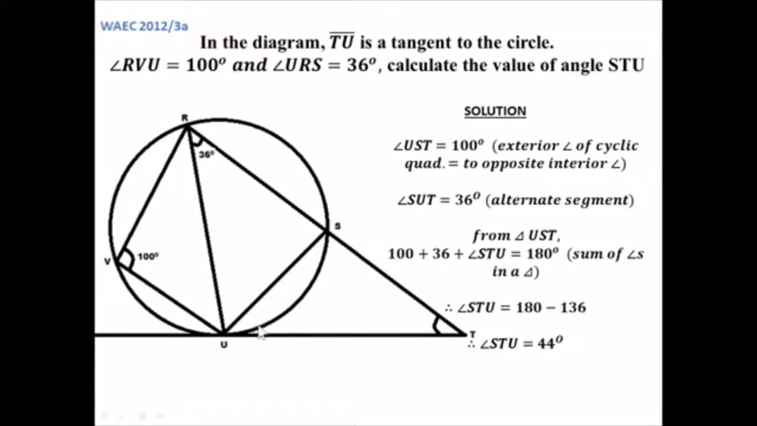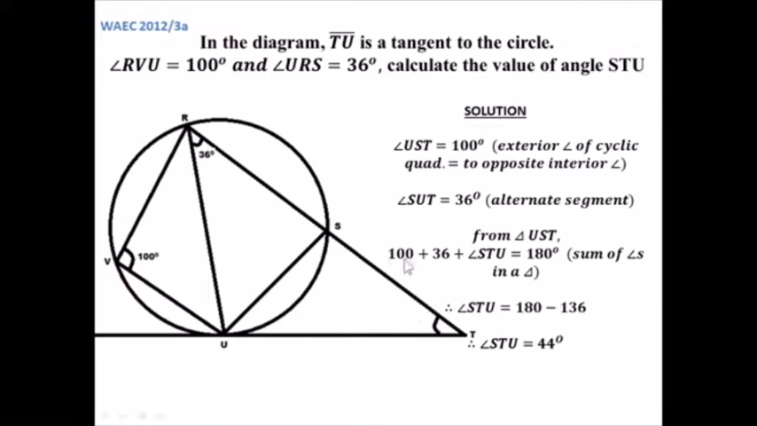So if this angle here is 36 degrees, and you have justified that this angle here is 100 degrees, the addition of this angle here and this angle here and the angle we are looking for will give us what? 180 degrees. Reason, sum of angles in a triangle. This triangle SUT is a triangle. So if you add all the three angles together, it should give us 180.